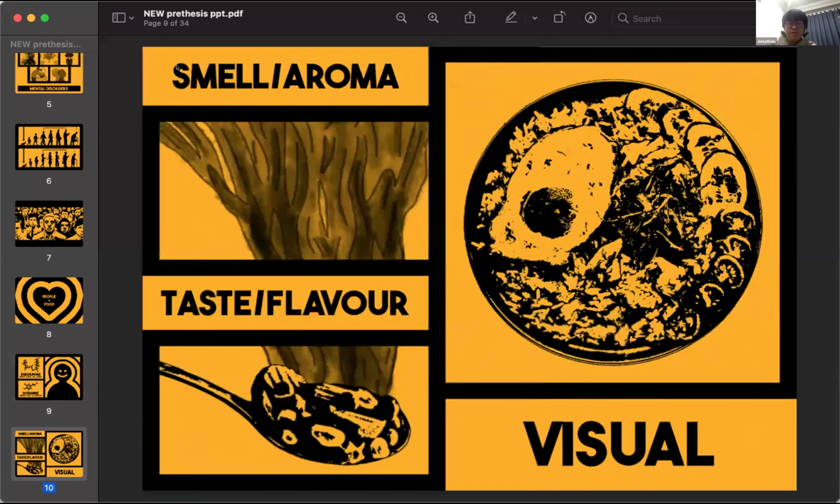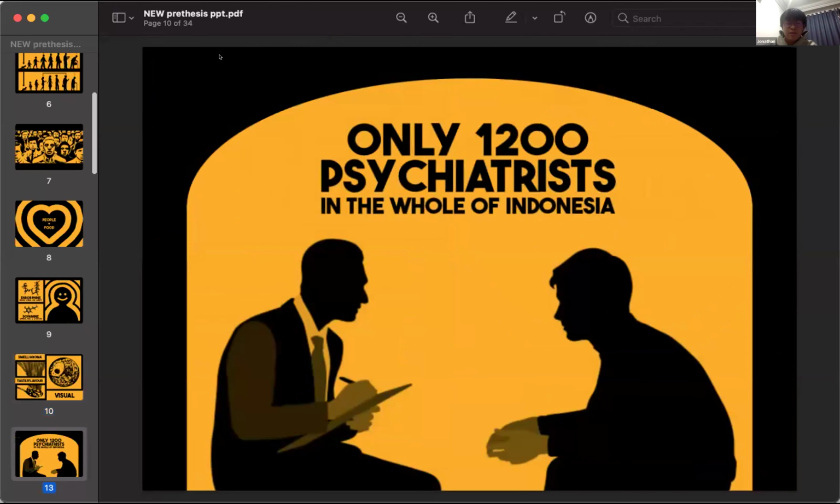Other than the visual, things like the smell or aroma and the taste or flavor of the food can also activate these hormones to be released. The concerning thing about Indonesia is that there are only 1,200 psychiatrists across Indonesia, which has over 200 million people, and this might be an issue because there might not be enough people to help.